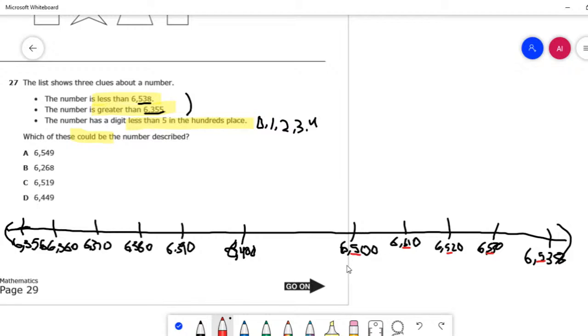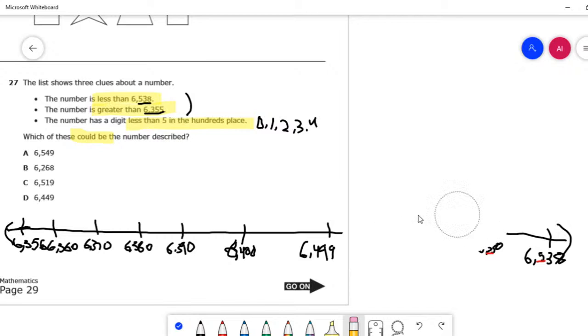Meaning that pretty much all of this has to be removed from our number line. And we pretty much have to stop at just below 6,500. So that would be 6,499. So pretty much we can just erase off all of this from our number line. And we can just end the number line right here. So now let's start looking at our different answer choices and see what is in this range.